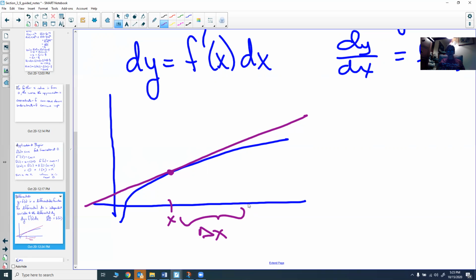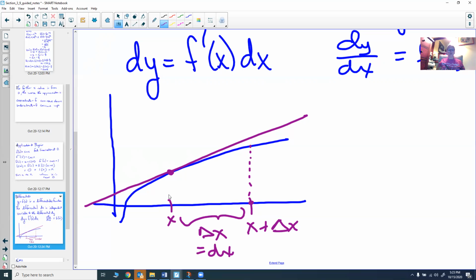And we come over here to some point right here called x plus delta x. Well, the really cool thing is delta x and dx are the same thing. So they actually are the exact same value. They mean the exact same thing. And we come over here to this point. Where we use this is we're going to come up here.